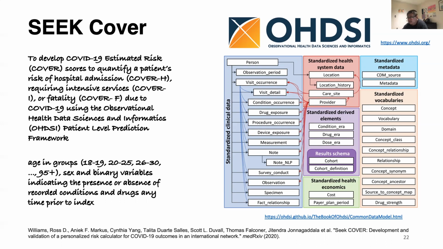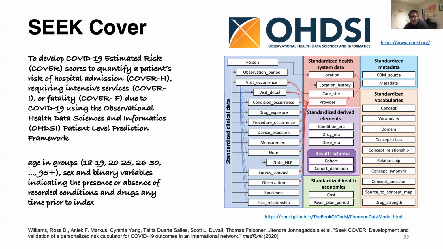The OHDSI study group developed a method called SeqCover. The goal was to develop COVID-19 estimated risk scores, which they call the COVER scores, to quantify a patient's risk of hospital admission, which they call COVER-H, requiring intensive services, which they call COVER-I, or fatality, which they call COVER-F, due to COVID-19 using the OHDSI database.